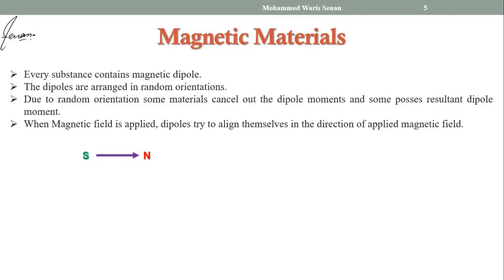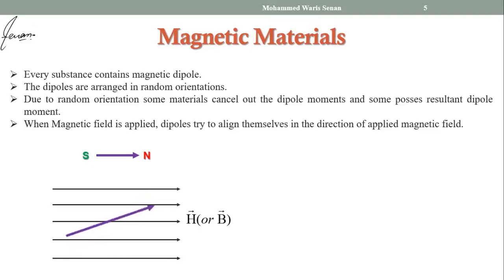Now we'll show the dipole moment by an arrow, and that arrow head is representing the north pole and the arrow tail is representing the south pole. Now let us place a dipole. This is a dipole in a magnetic field. We'll see what will happen. When you apply a magnetic field, the dipole tries to align itself in the direction of the magnetic field. A torque will be developed on the dipole which rotates the dipole in the direction of the magnetic field.